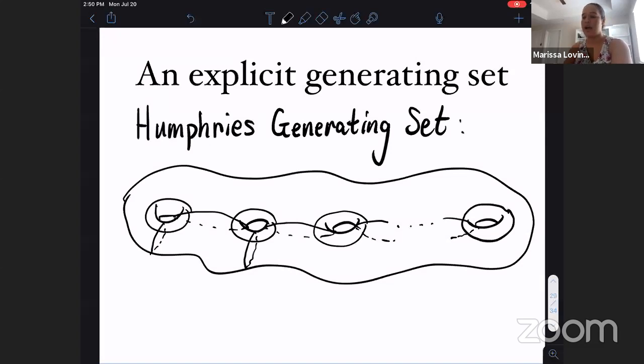Okay, so I have about 10 minutes left. So now I'm just going to give a sketch of the fact that we have a finite generating set. It's not really a sketch for this Humphries generating set in particular, just that we have a finite generating set for the graphs. Okay.